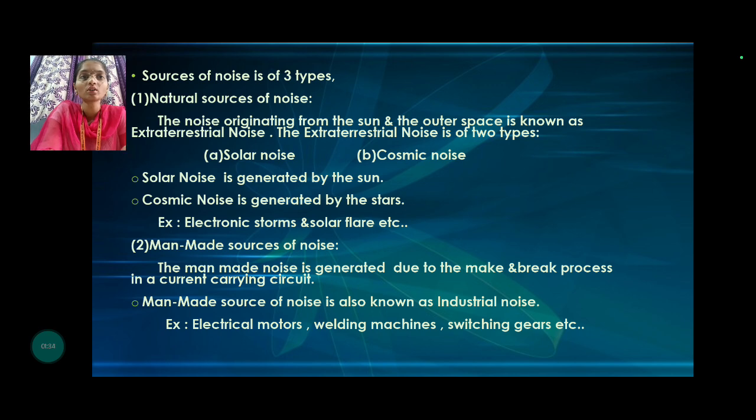Natural source of noise: the noise originating from the sun and outer space is known as extraterrestrial noise. The extraterrestrial noise is of two types: solar noise and cosmic noise. Solar noise is generated by the sun. Cosmic noise is generated by the stars, for example electronic storms and solar flares, etc.